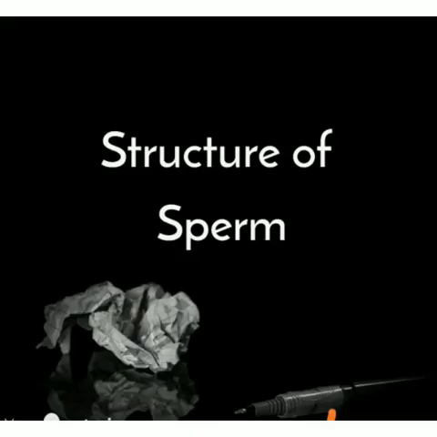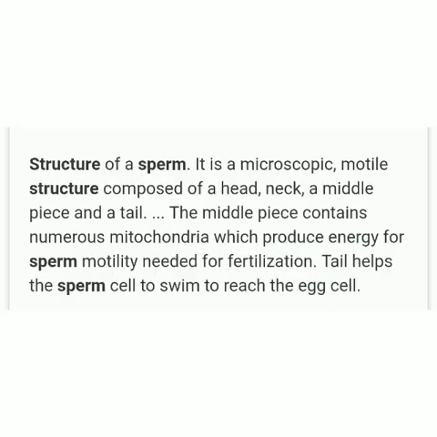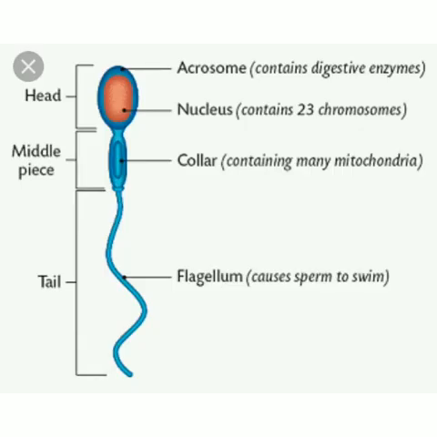Next, we move on to the structure of human sperm. Human sperm is a microscopic, flagellated and motile sperm. The whole body of the sperm is enclosed by a plasma membrane and is composed of 3 parts: head, neck and a tail. The head comprises of 2 parts, namely acrosome and nucleus.